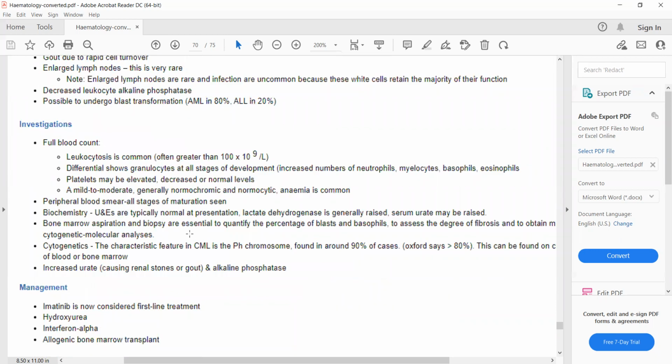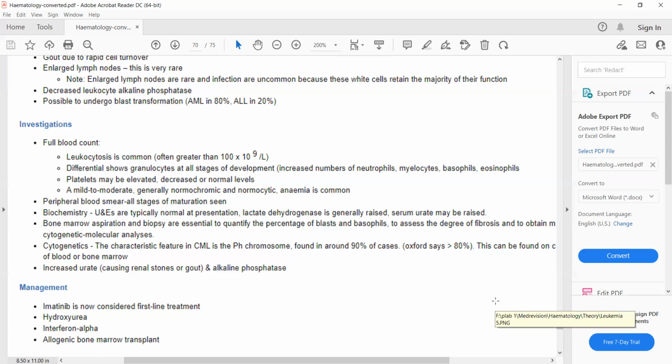Bone marrow biopsy is also done in chronic leukemias to quantify the percentages of blasts and basophils, because there are some blasts. In CLL, there won't be splenomegaly because the granulocytes are not increased. Actually, in CLL, because lymphocytes also reside in the spleen, there will be splenomegaly, but the splenomegaly will not be that remarkable. There can be mild splenomegaly.